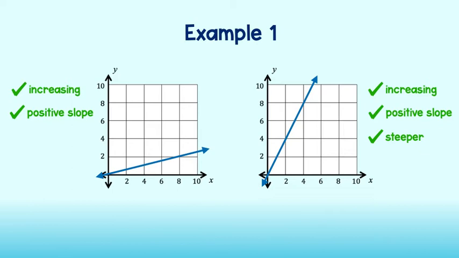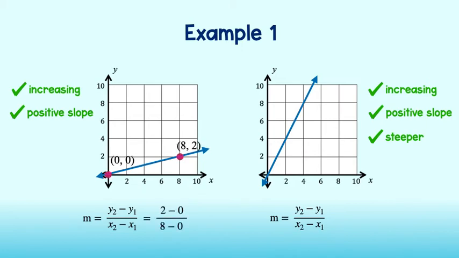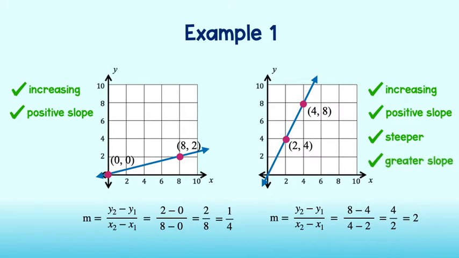We can find slope using our formula for slope. We'll pick any 2 points, and then we'll plug them into our formula. 2 minus 0 is 2, and 8 minus 0 is 8. This reduces to 1/4. On the right, we will choose 2 points and plug them into our formula. 8 minus 4 equals 4, and 4 minus 2 equals 2. This reduces to 2. Therefore, we were right, and since 2 is greater in value than 1/4, we will say that the function on the right has the greater slope, and the function on the left has the lesser slope.